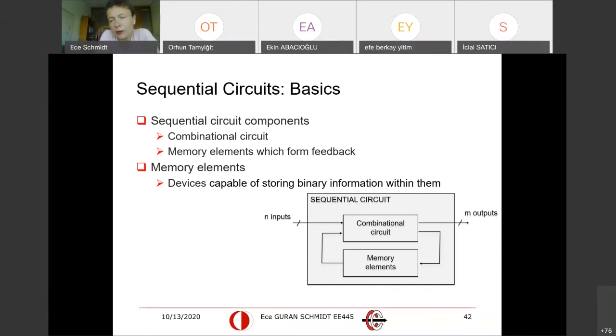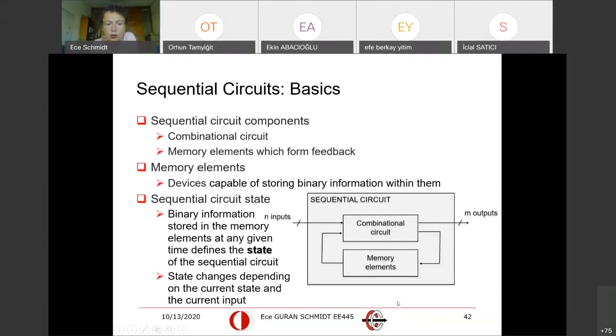So now we will talk about sequential circuits. A sequential circuit has a combinational part and memory elements. The memory elements store information, and they produce feedback for the operation of the sequential circuit. If I look at it, I have n external inputs and m outputs, but outputs are produced according to the state that is stored in the memory elements and the external n inputs.